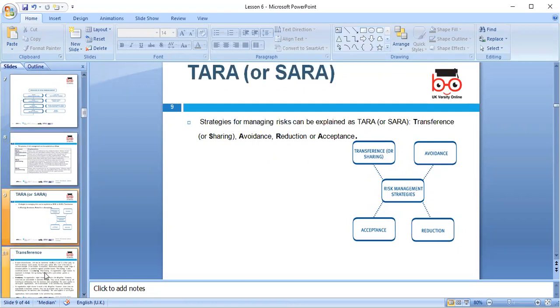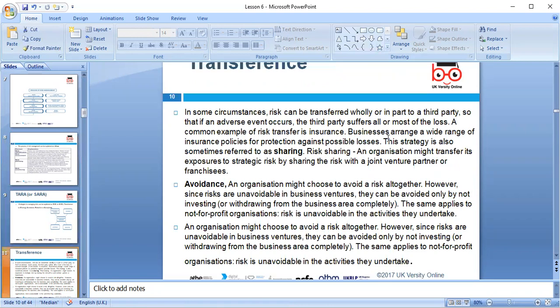These are all being explained. In some circumstances, risk can be transferred wholly or in part to a third party, and if an adverse event happens, the third party suffers the most. We can look at insurance companies, like health insurance and various other business insurance, to see how we can transfer risk. Risk can be a probability, as we said earlier.